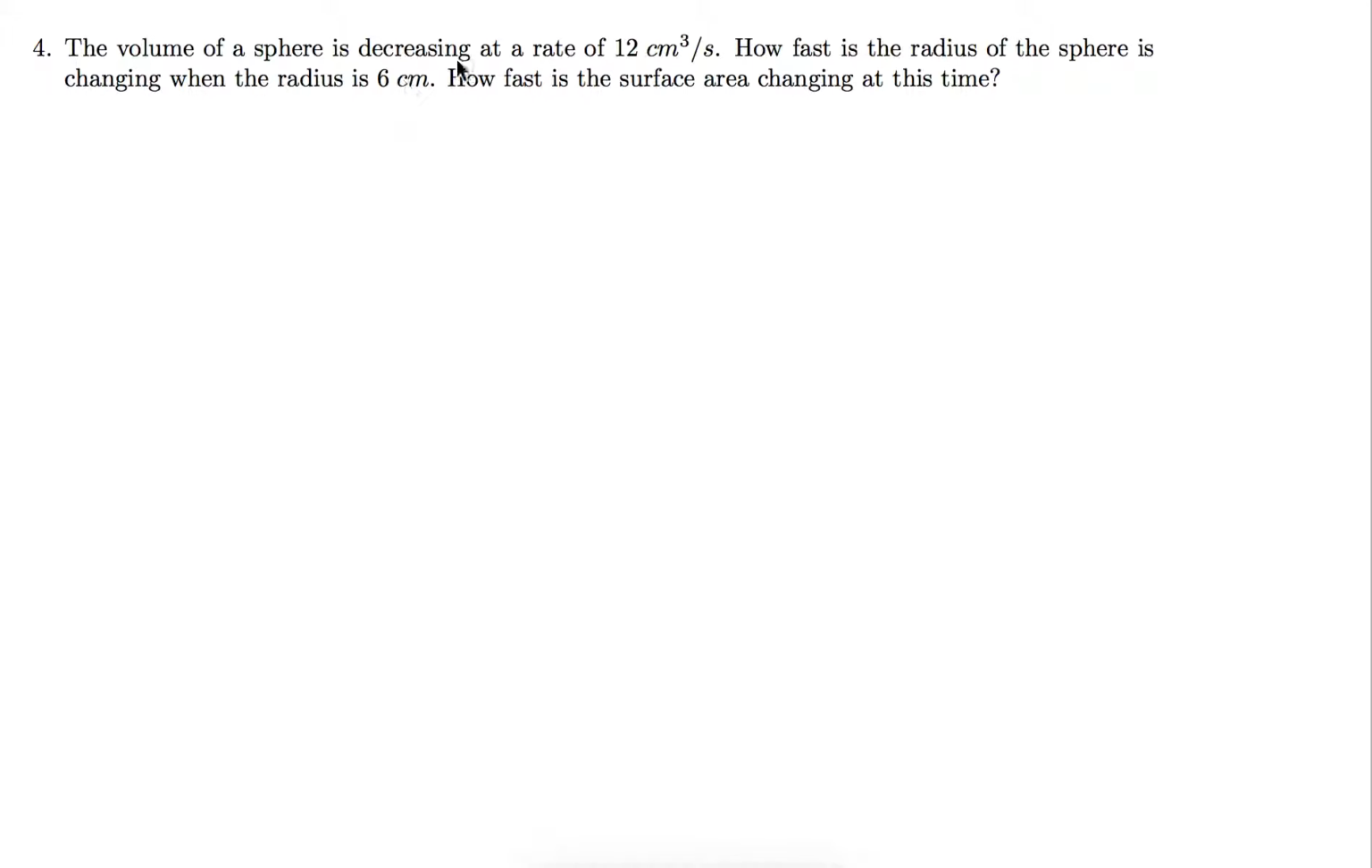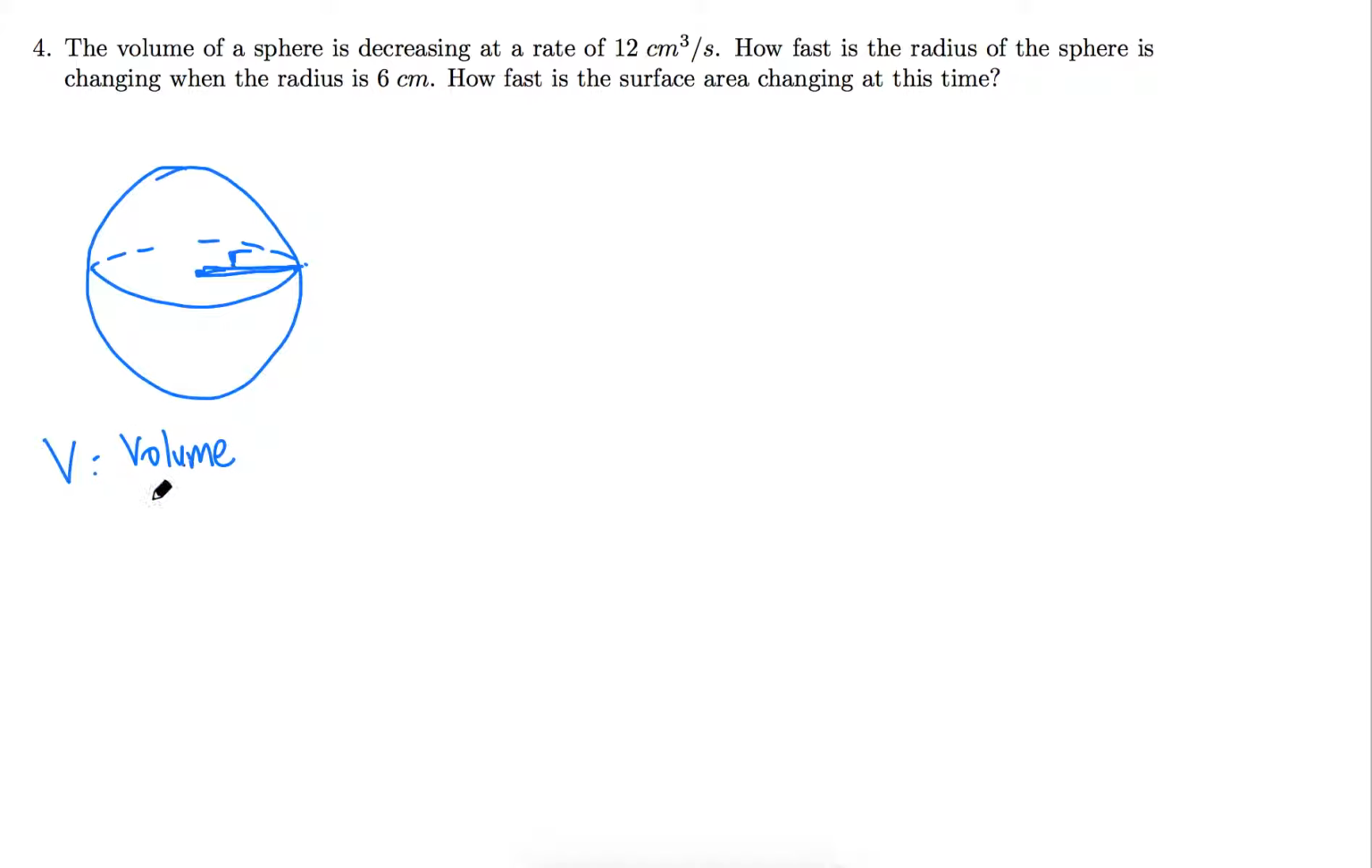We're talking about a sphere here, so let's draw a picture. Okay, so this is our sphere, and let's say the radius of the sphere is r. Okay, so the volume of a sphere is decreasing at a rate of 12 cubic centimeters per second. So let's say V denotes volume.